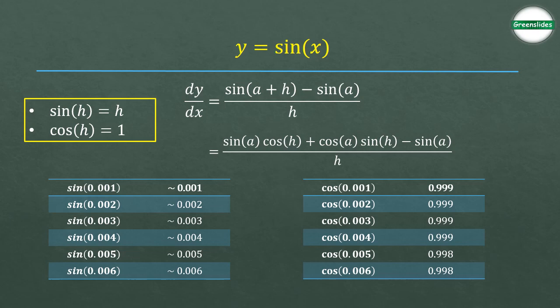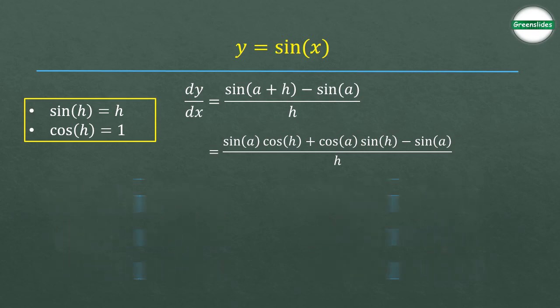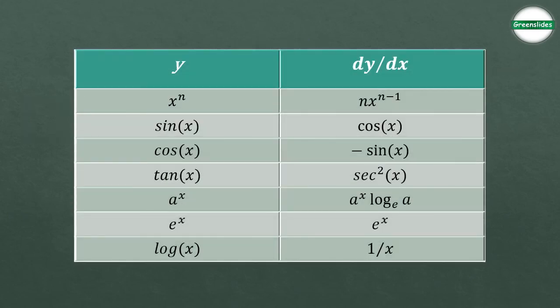If we implement this in our expression, what do we get? We get dy by dx of sine x as cos a at any value x is equal to a. Simple. It's nothing tough. And that's it. We have calculated dy by dx for x to the power n and sine x. You can try to calculate for other terms as well and see if you can do it.